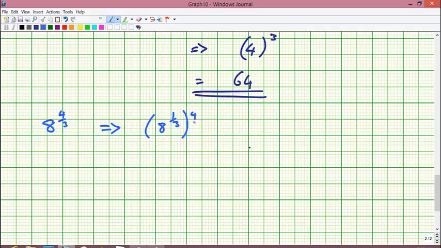Like so, 8 to the power of 1/3 to the power of 4, which is the cube root of 8 to the power of 4. The cube root of 8: what number multiplied by itself 3 times, something times something times something, equals 8? Well, the answer there is 2. 2 to the power of 4 is 16. So there we go. So we'll continue down the page.